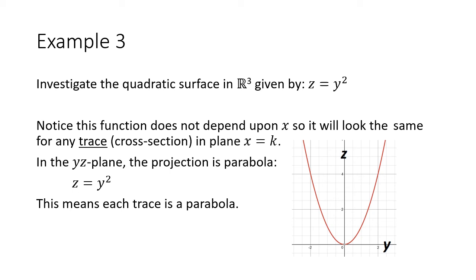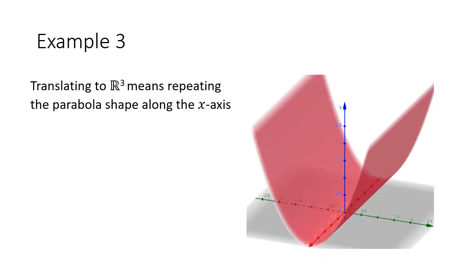For every value of x equals k, the trace is going to look exactly like this. Which means, to translate to R3, I'm just going to repeat that parabola shape completely along my x-axis. And there it is. That's what my shape looks like. Feel free to actually play around with these. Like I said, search online for GeoGebra 3D Grapher, plug these in, and see what they look like.